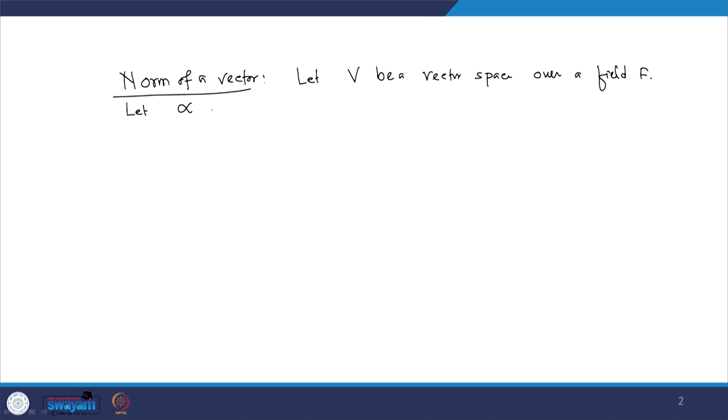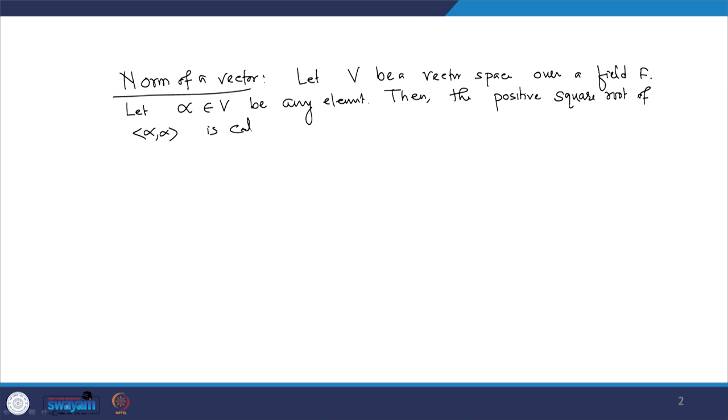Let alpha belong to V be any element. Then the positive square root of the inner product of alpha and alpha is called the norm of alpha. Symbolically, we denote the norm of alpha like this. This norm of alpha can be considered as the length of the vector alpha.